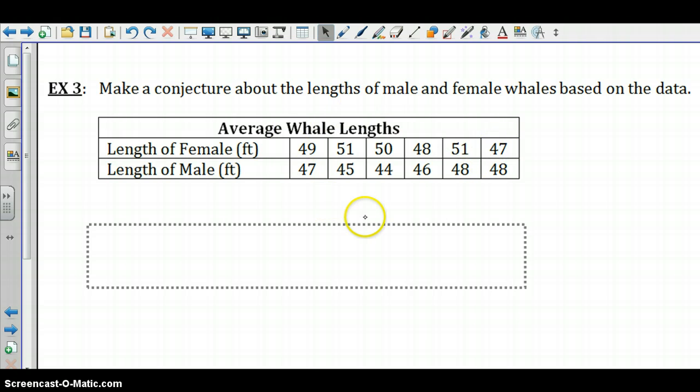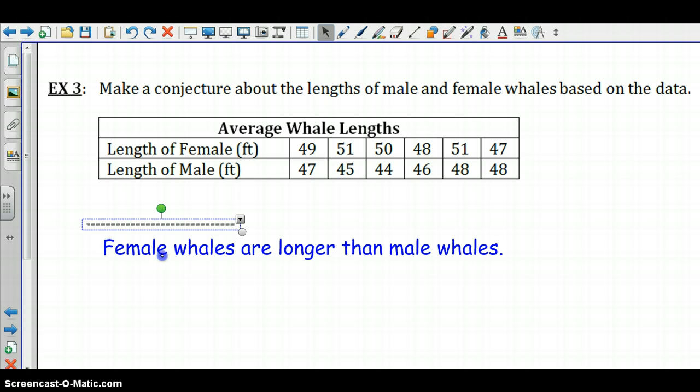But in all the rest of these measurements, what do you notice? You might have noticed that the male measurements were shorter than that of the female counterparts. So we could conclude that in general, the length of female whales is longer than that of male whales. So we could write a conjecture like this: female whales are longer than male whales. That is based on the inductive reasoning using these observations.